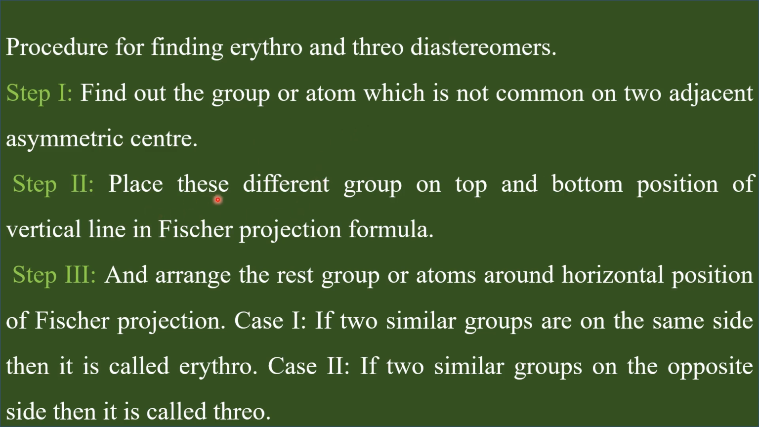So place these different groups on the top and bottom position of the vertical line in the Fischer projection formula. The X and Y should be kept at the vertical line, and arrange the rest of the groups or atoms in the horizontal position of the Fischer projection. Now after doing all this, if two similar groups are on the same side of the vertical line, that is called erythro isomer. If the similar groups are present on the opposite side, then it is called threo isomer.